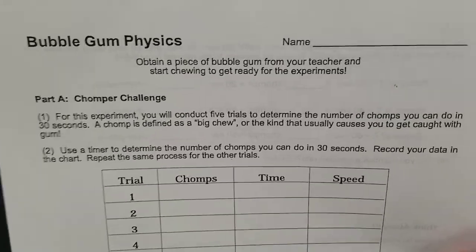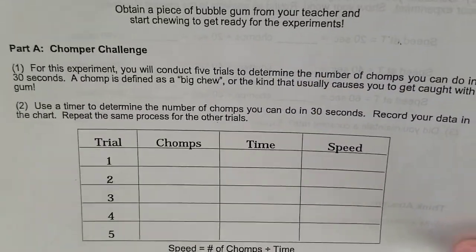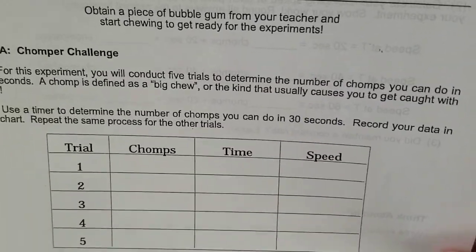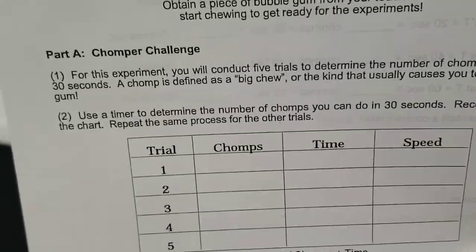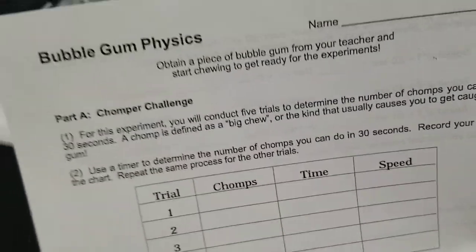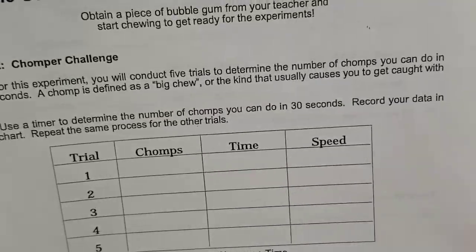So you're going to use a timer. You have that on your phone. I'm not concerned about that. To determine the number of chomps you can do in 30 seconds. If you need somebody to time you, ask one of your parents. I'm sure they'd be more than happy to help you with that. But you're going to put the number of chomps. This is a really simple, like I said, almost silly lab, but I thought it'd be fun. We're stuck at home. You guys need something to do. This might be something you guys can do.